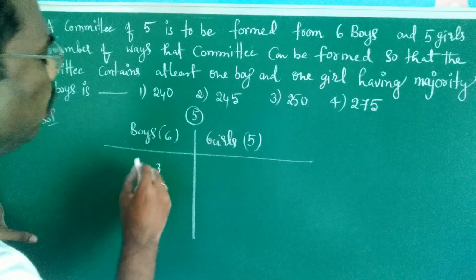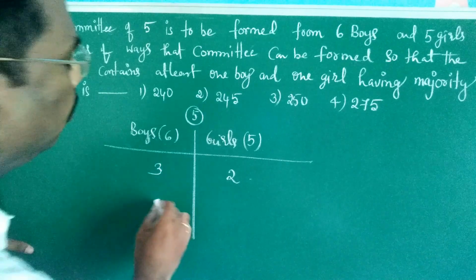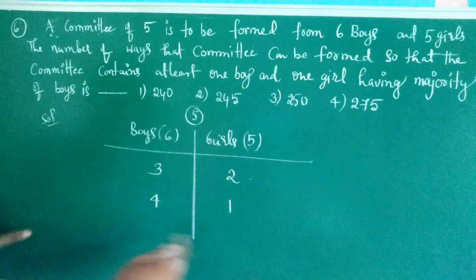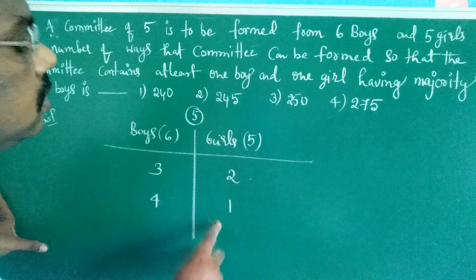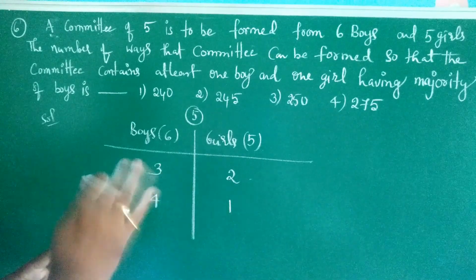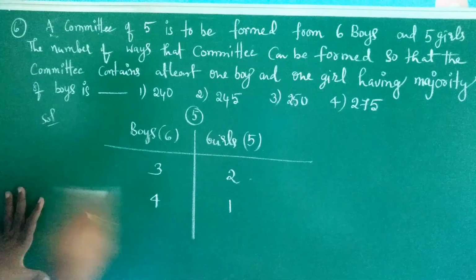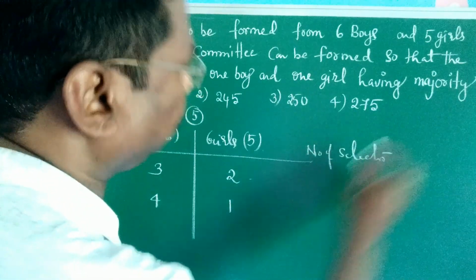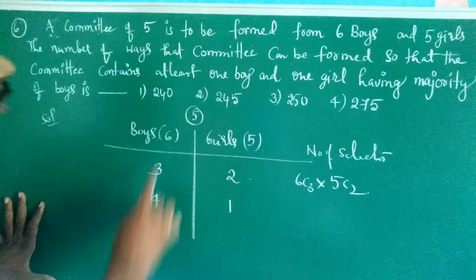Now we take 3 boys, 2 girls, or 4 boys, 1 girl. Now here boys are the majority. Now at least one girl means 1 girl or 2 girls or 3 girls. Now at least one boy means 1 boy or 2 or 3 or 4. Now according to the given condition, selecting 3 boys out of 6, the number of selections is 6C3 into 5C2. Now 6C4.